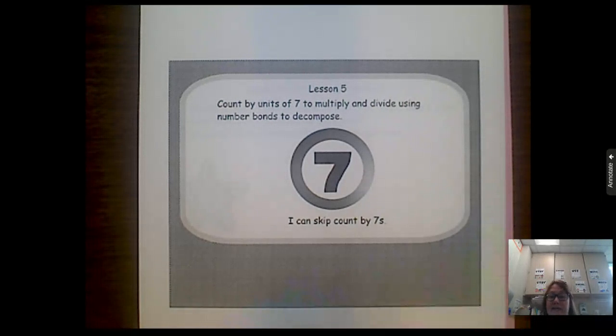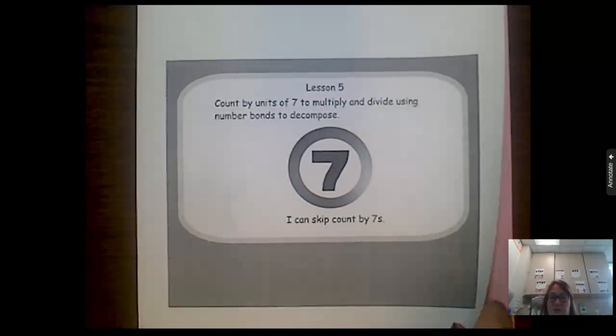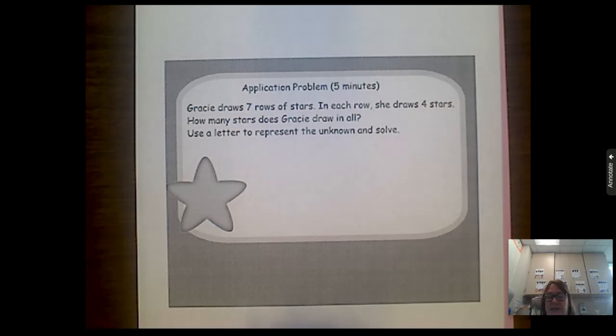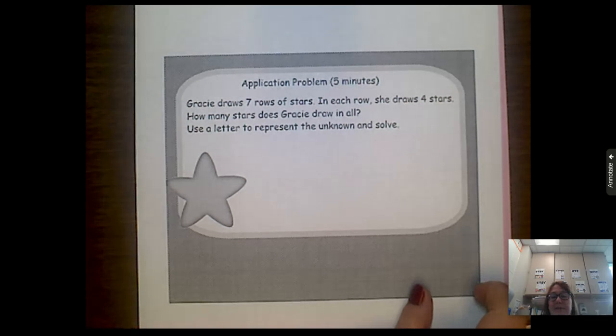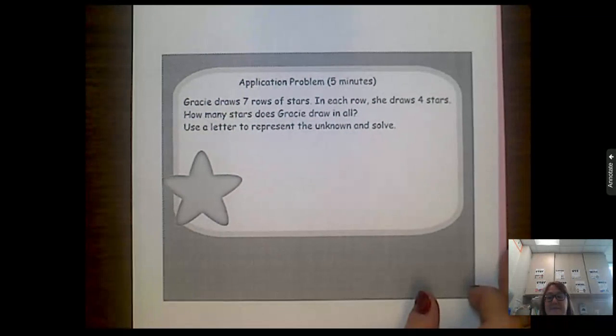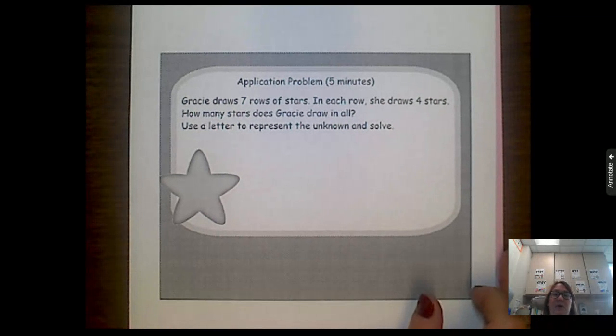Before we dive right into our lesson though, I wanted to just do a quick application problem to review what we worked on a couple days ago with writing our number sentences with a letter for the unknown. If you have a piece of paper or a marker board, you can pause the video if you need to and grab that. So you need a piece of paper or a marker board or something so we can do our application problem real quick and then we'll dive right into our lesson.